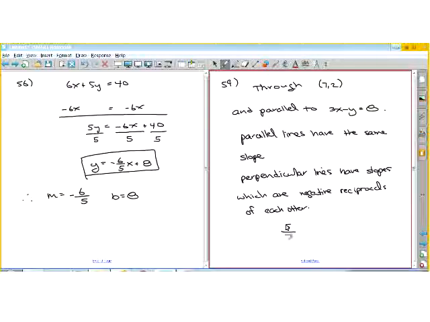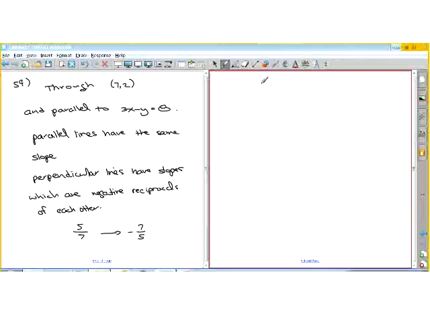So if you have a slope that's 5/7, the negative reciprocal is -7/5. I put a negative sign out in front and I flip it around. If I have -3/2, the negative reciprocal is +2/3. I take the reciprocal, which means switching the numerator and the denominator, and I change the sign. If I had 1/3, the negative reciprocal would be -3/1 or -3.